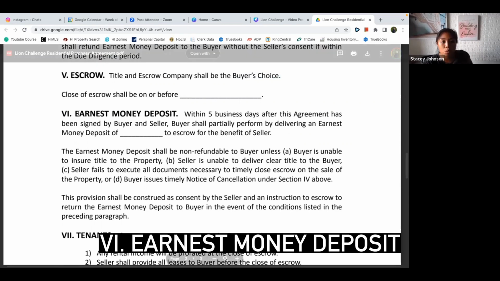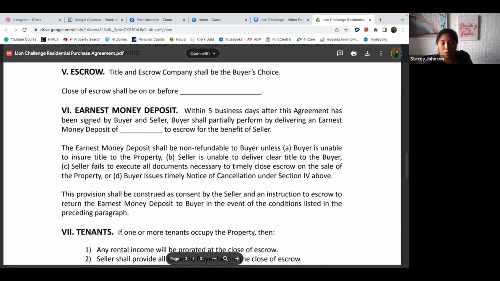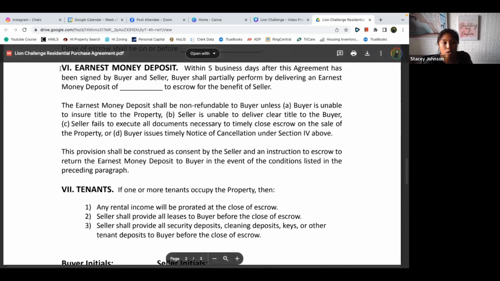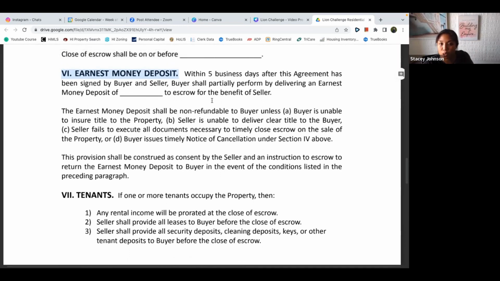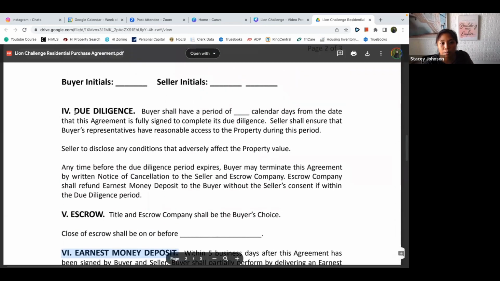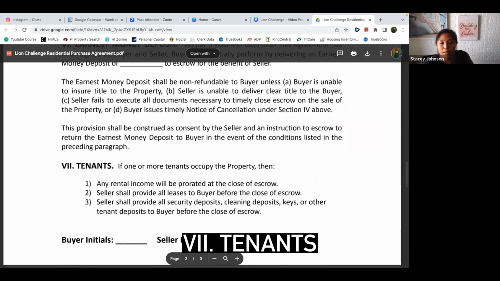Section number 6, this is where we say we're serious about buying this property. We're going to put up some money into escrow so that you know that we are wanting to secure this property. So section number 6 is about the earnest money deposit. And it just says that within 5 business days after this agreement has been signed by both of us, we're going to partially perform and pay into escrow for your benefit. And like I said, this is only refundable if we cancel within that due diligence period as stated in section number 4 here.